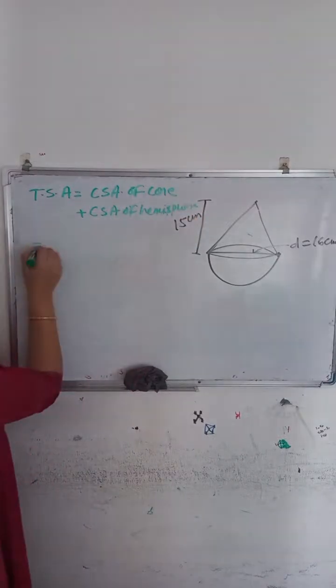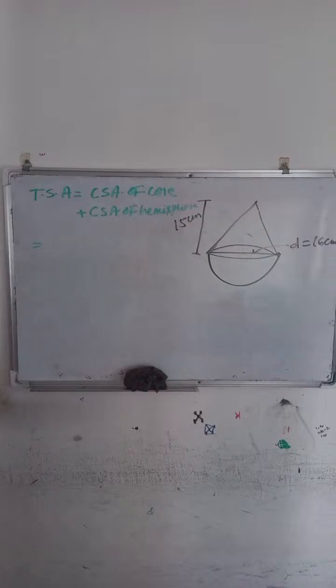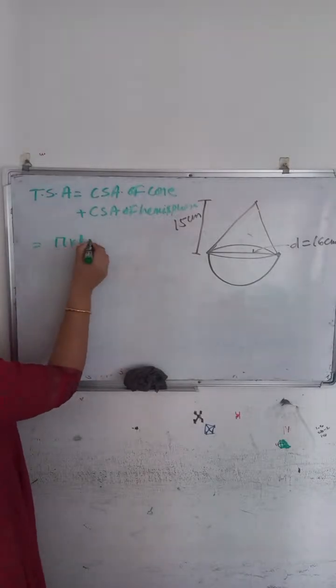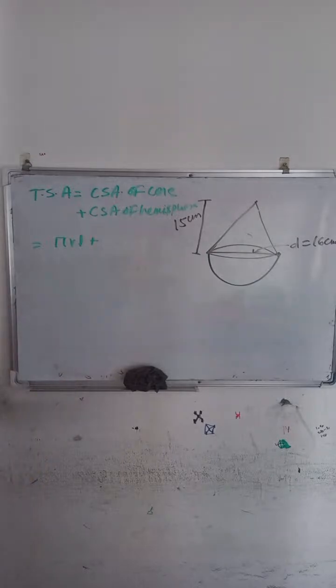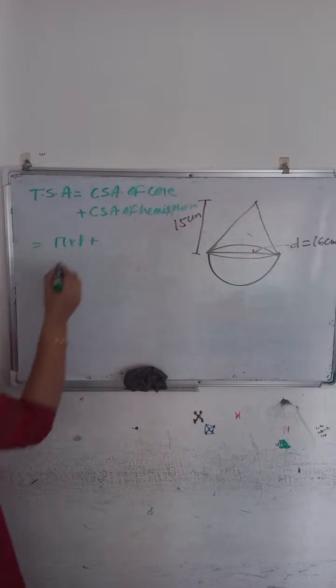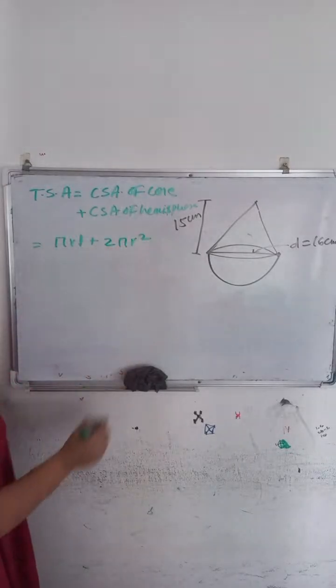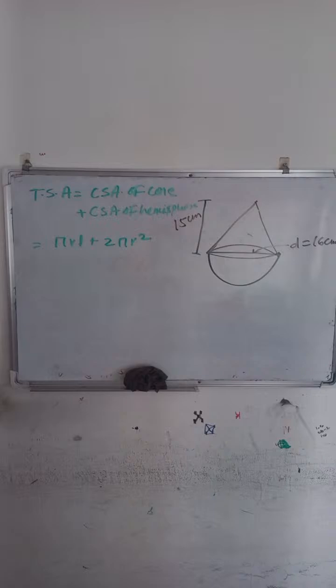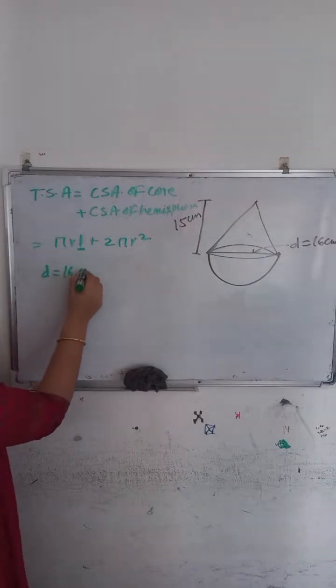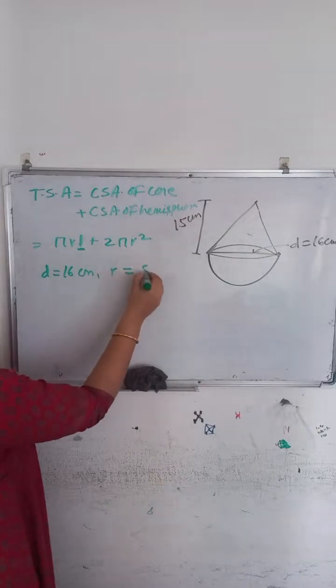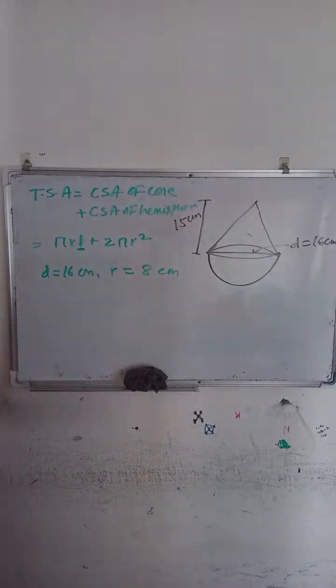Now what is the CSA of the cone? CSA of the cone is nothing but pi r L, plus CSA of the hemisphere, which is 2 pi r square. Now the problem is that we don't know L, we have to find L. Diameter is given as 16 centimeter, then radius should be 8. Half of the diameter is nothing but radius.